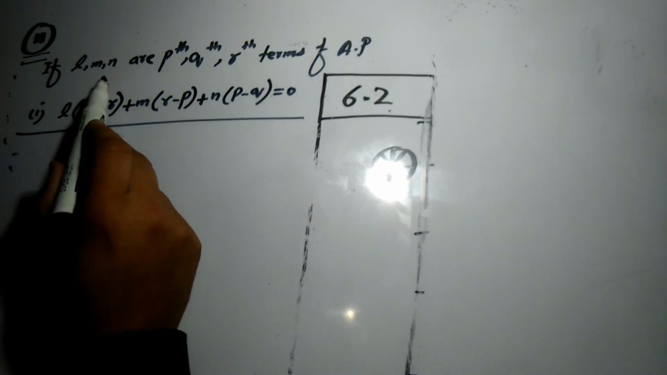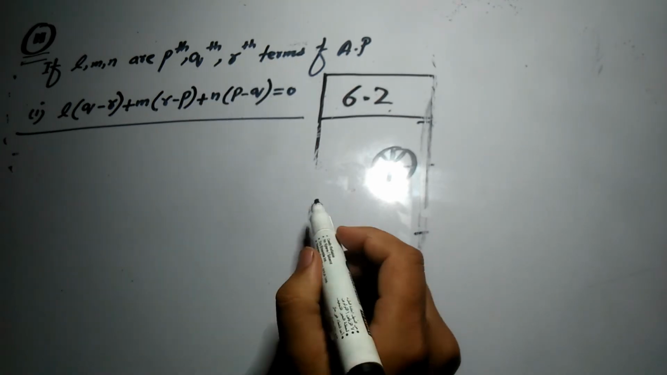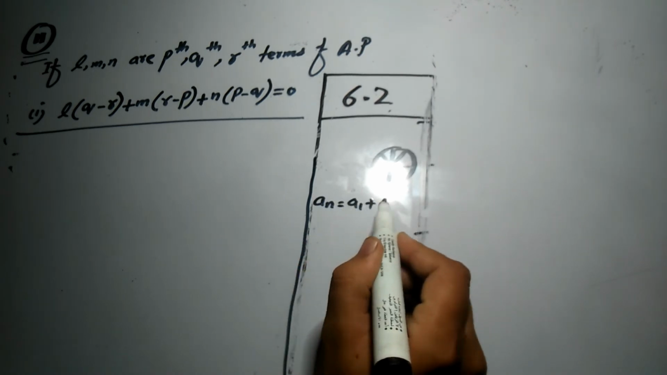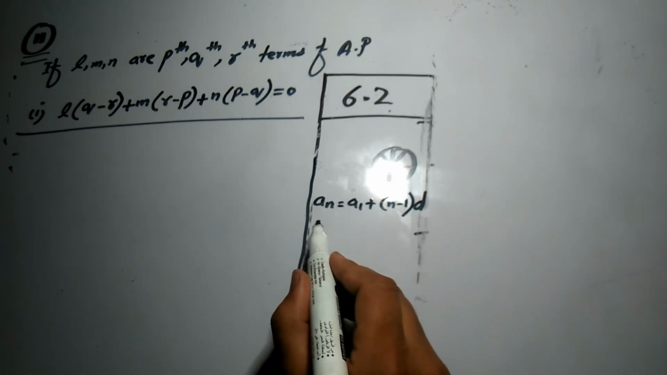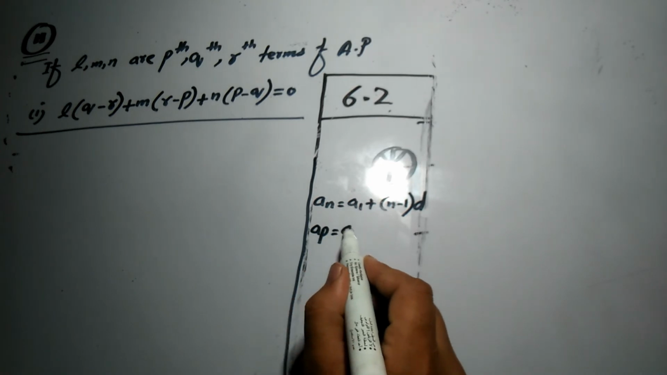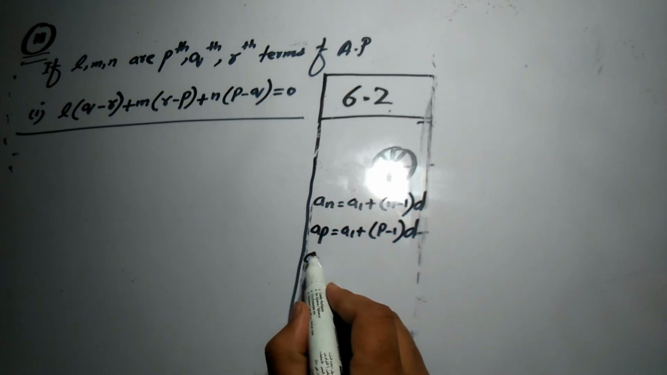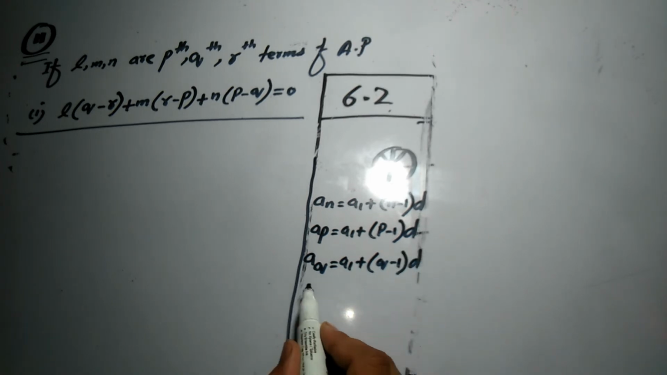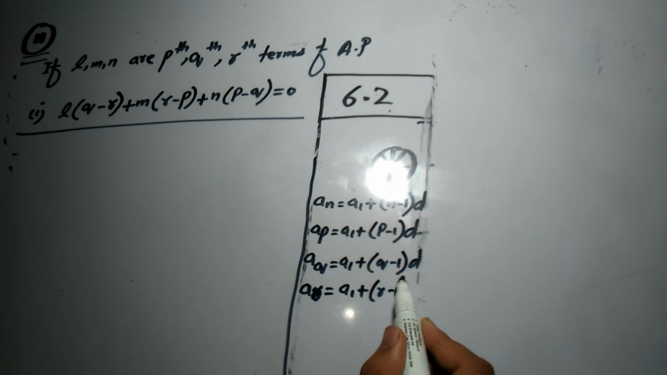Next question is, if L, M and N are the pth, qth and rth terms of the AP, we know that the nth term an is equal to a1 plus n minus 1 d. If this is the pth term, then ap is equal to a1 plus p minus 1 d. If this is the qth term, then aq is equal to a1 plus q minus 1 d. If this is the rth term, this will be equal to a1 plus r minus 1 d.